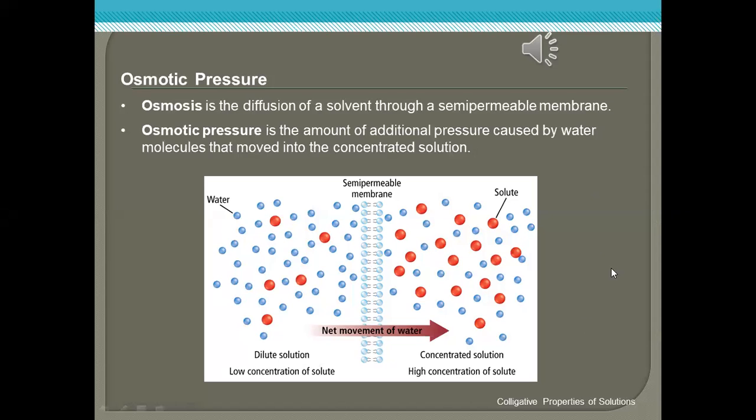So it's the difference between them. Listen, please, to this. Osmosis is the diffusion of a solvent through a semi-permeable membrane. Osmotic pressure is the amount of additional pressure caused by water molecules that moved into the concentrated solution.